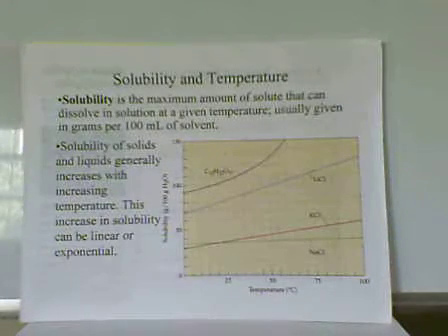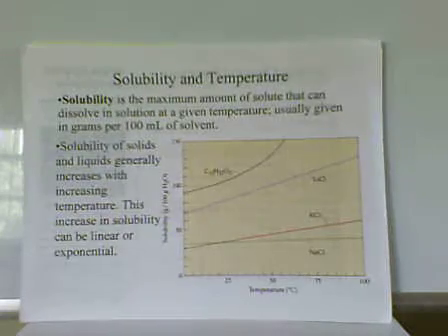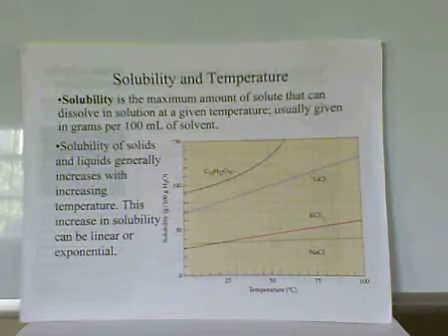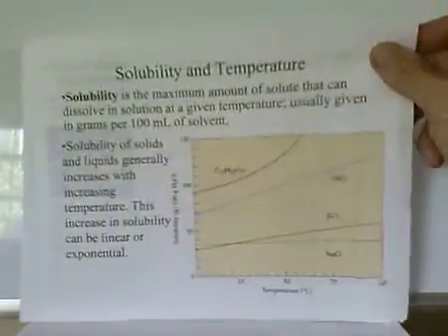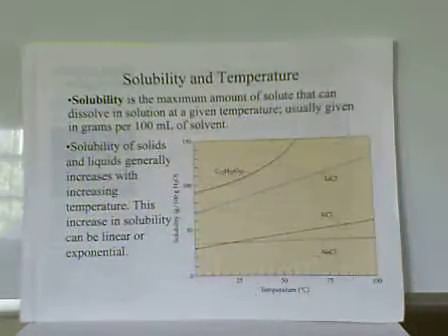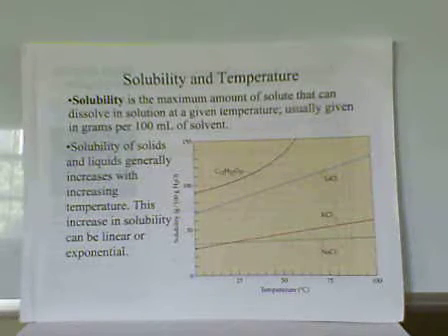The solubility of solids and liquids generally increases with temperature. This can be an exponential type of increase, or it can be a linear type of increase. But most solids and liquids will increase solubility with temperature. And the line here, this line would be called the saturation limit. So when the concentration is at that line, the solution is saturated.